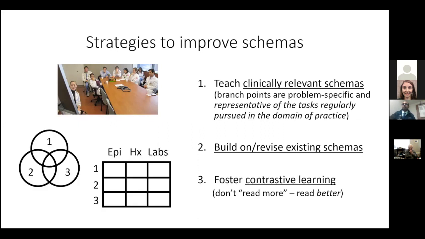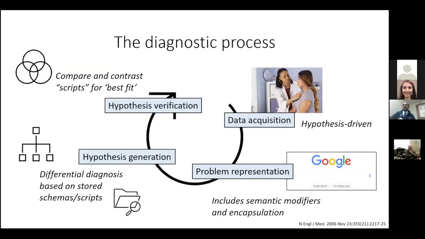And the third way to improve schemas is to foster contrastive learning. So your goal is really not to make people experts at one disease, but to make people experts at differentiating between diseases. And so instead of telling people to simply read more, we should be telling people to read better, read across illnesses by the same data point, like what does the epidemiology of PE versus pneumonia versus asthma look like, or the time course of hemolysis versus primary biliary cirrhosis versus alcoholic hepatitis as a cause of jaundice. So that was applying the framework to this diagnostic process.